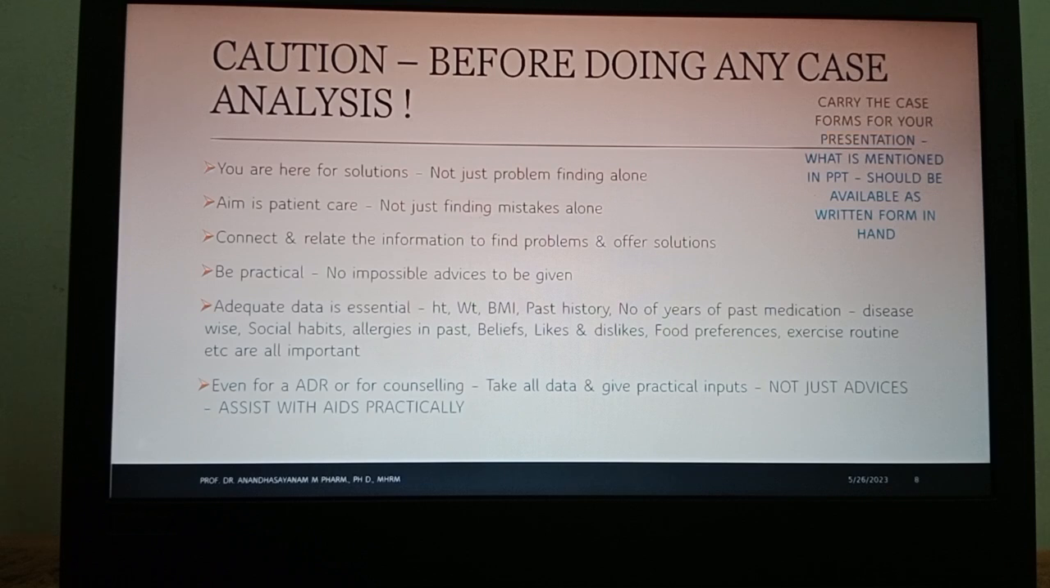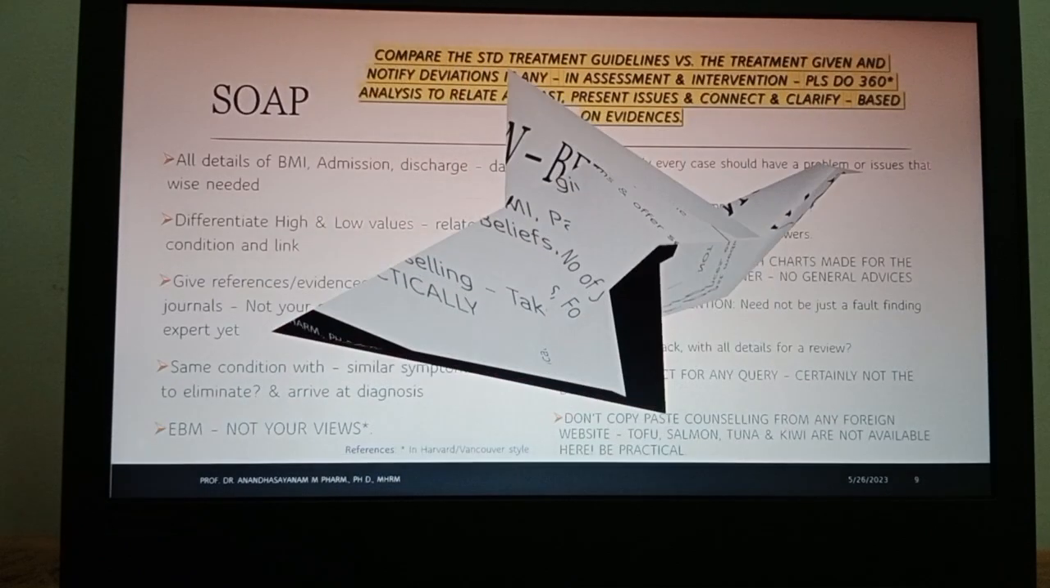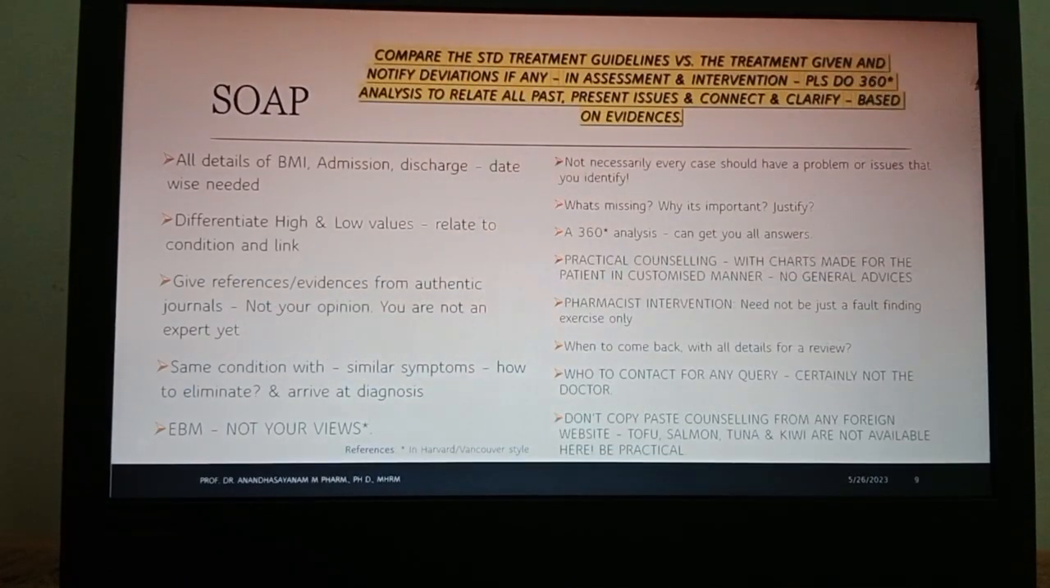And one more thing, whenever you talk about a SOAP, whenever you talk about anything, you will have to discuss the therapeutic protocol to manage the disease, which we are not doing. We have to put up the protocol completely, and then discuss what has happened in the case. Did they follow the therapeutic protocol? Did they go for the first line drug, second line drug? What is right? What is wrong? All these things have to be seen. What is missing? What is not missing? What is overdone? What is underdone? But the aim is patient care, not mistake finding, not problem finding.